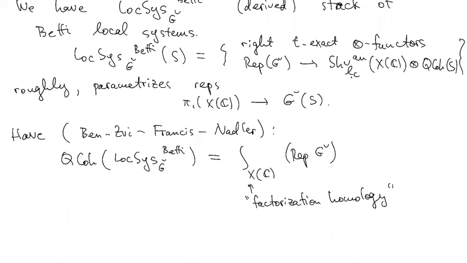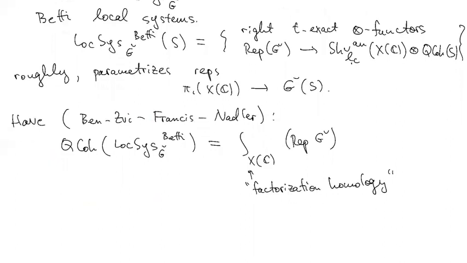I don't know, there are all sorts of ways of thinking about this kind of thing. The important thing is that this is a way of constructing, purely category theoretically and without any kind of geometry, out of representations of G check, this category of quasi-coherent sheaves on the moduli stack of local systems. So it gives a kind of presentation of it, if you will. Let me say what this factorization homology means in this setting.